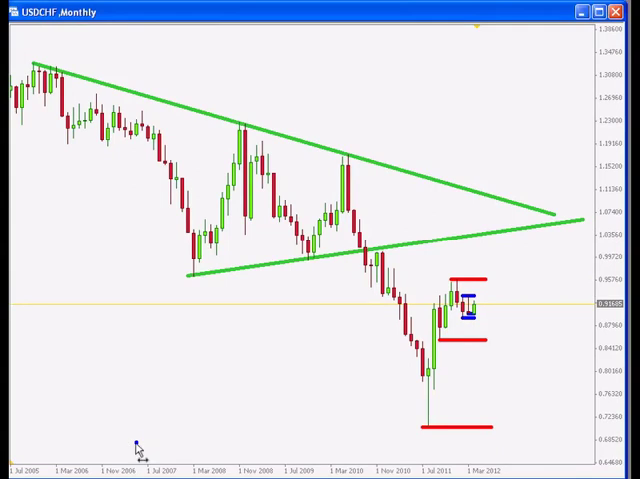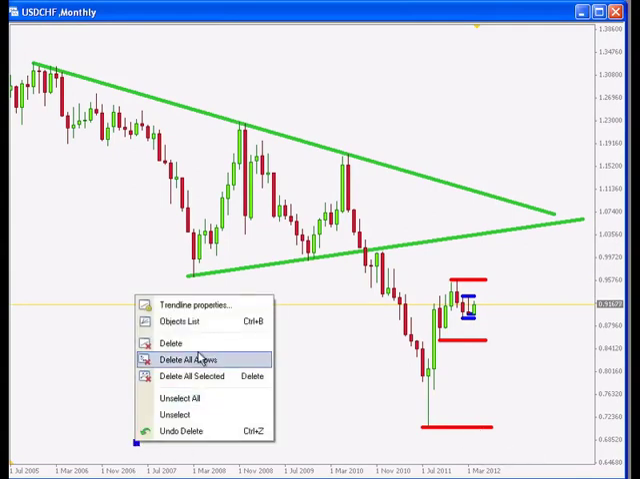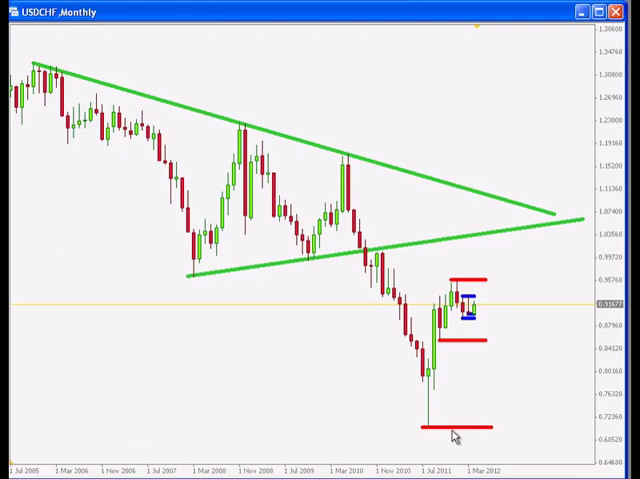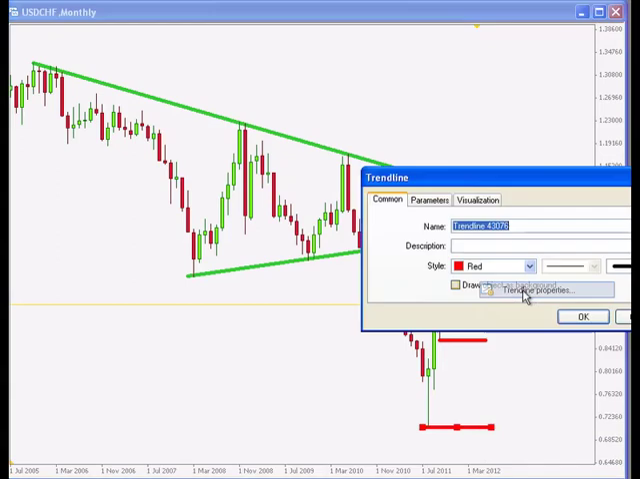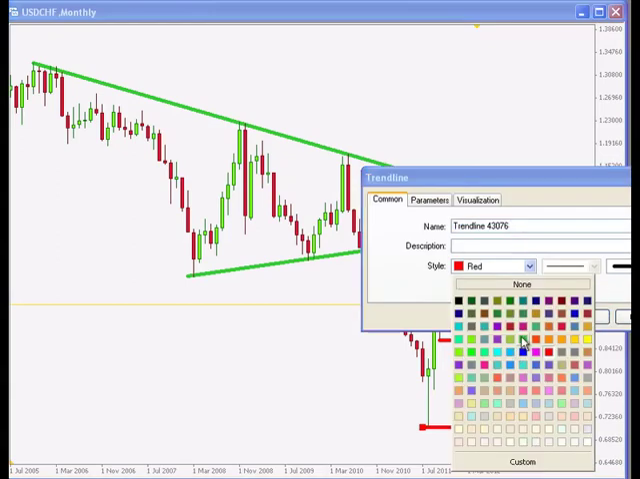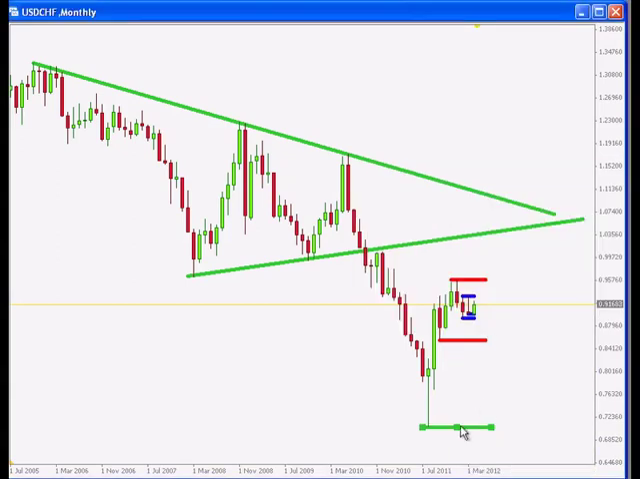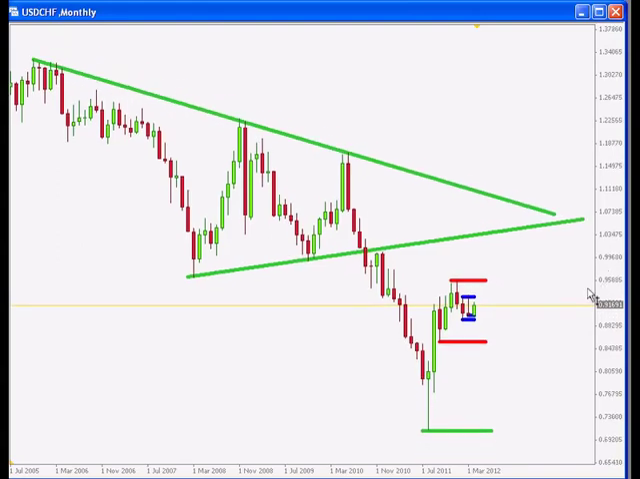Let me remove that. This level here, oops, just trying to delete that thing. This level actually becomes more obvious. I kind of like that level better in the monthly than in the weekly. So I'm going to turn that green again, just to mark it as a monthly level.